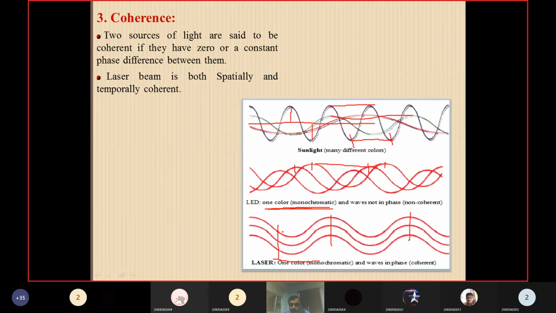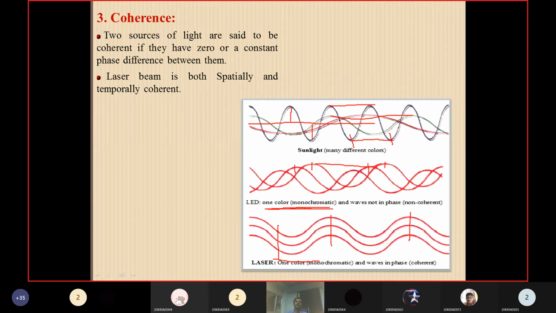Okay, so the phase difference here is constant. That's why we said that this is monochromatic laser light, so this is coherent. Because of the wavelength, we said these are monochromatic, because of the phase difference. Constant phase difference or zero phase difference means that light is coherent light. So a laser beam is coherent.